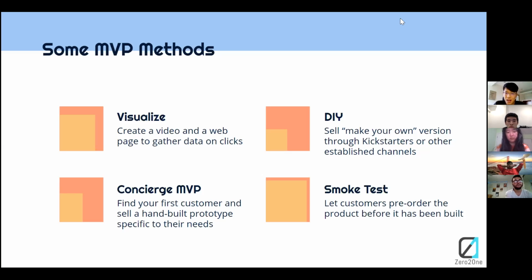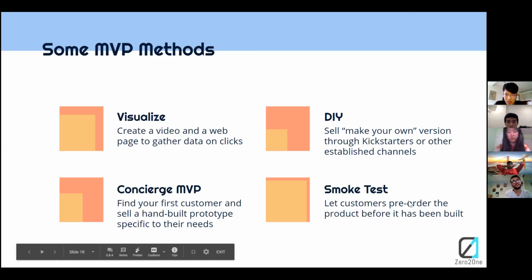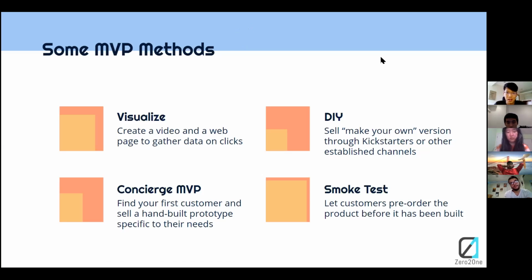And the last thing is the smoke test. You can let people pre-order the product before it's even built. You can design the product and show it to others, and people will sign up for it, just like what Dropbox did.